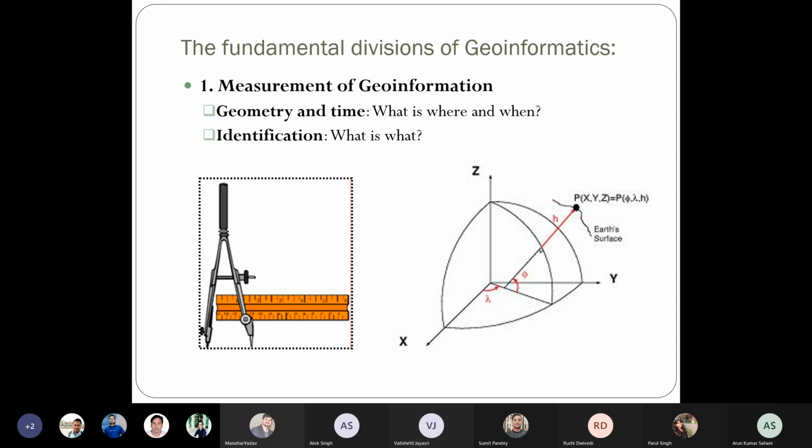So we do the measurement of geo-information, geometry measurement. At the same time, we do the measurement of time, at which time that measurement is performed. So what is where? In this particular case study, there are two buildings. They are identified, and further, the geometrical analysis between those two buildings.